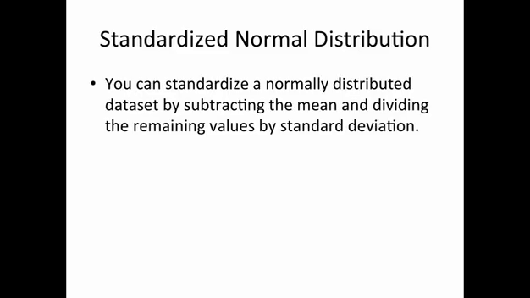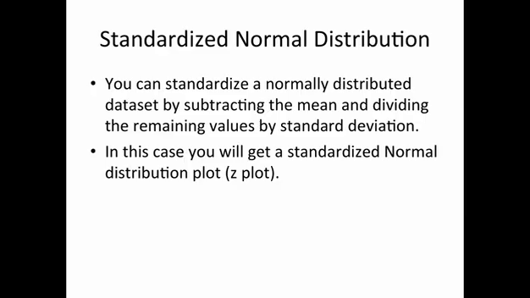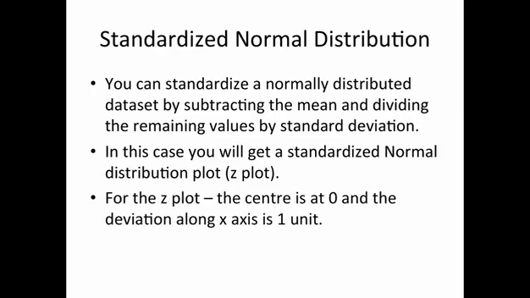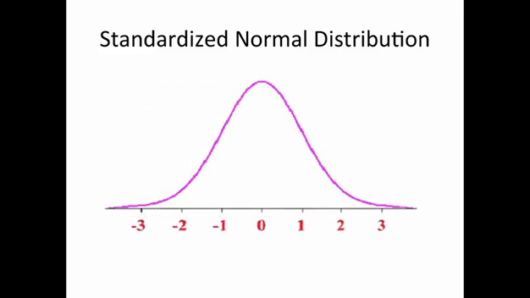You can standardize a normally distributed dataset by subtracting the mean and dividing the remaining values by the standard deviation. In this case, you will get a standard normal distribution plot, the z-plot. For the z-plot, the center is at 0 and the deviation along the x-axis is 1 unit. The plot shown here is a z-plot, the standard normal plot. You can see the center point is 0 and along the x-axis the unit of calibration is 1. This refers to a standard deviation of 1.